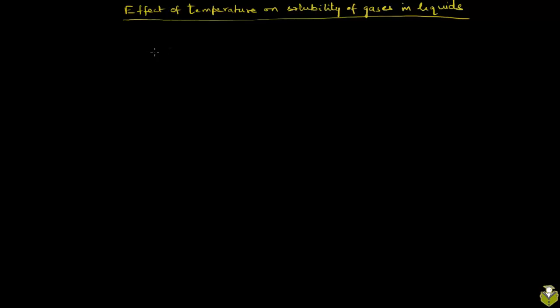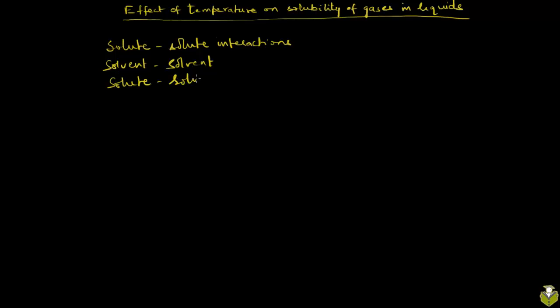And on the other hand, if the dissolution process is on the whole exothermic, then increasing the temperature is going to reduce the solubility. The similar logic applies to solubility of gases in liquids as well. So again, we have to look at three types of interactions here: the solute-solute interactions, then you have solvent-solvent interactions, and then you have solute-solvent interactions.